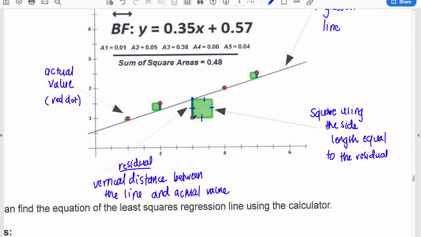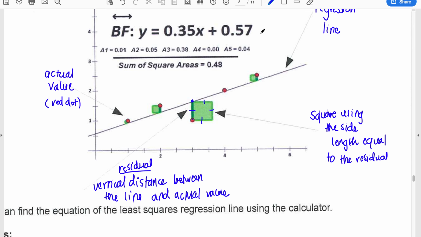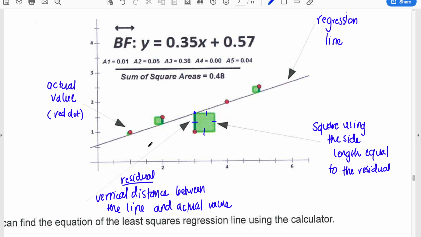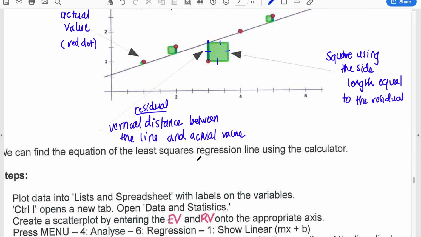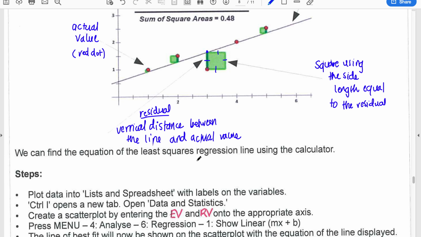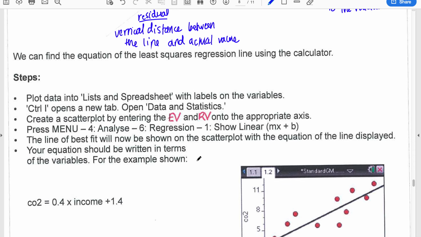Now, can you imagine trying to do that by hand? That would be a nightmare. You'd be placing your line in a particular place, making all of the squares, finding all of their areas, adding them together, moving your line to another spot, and then doing it all again. And so as you can see, this particular screenshot has come from technology, so it's been done using a computer system, and we have a computer system in the classroom with us, and that computer system, of course, is our calculator. And so what we're going to do is we're going to use our calculator to find the line.